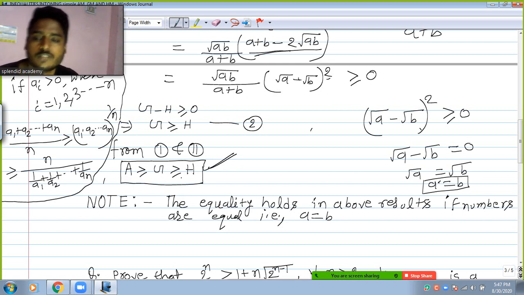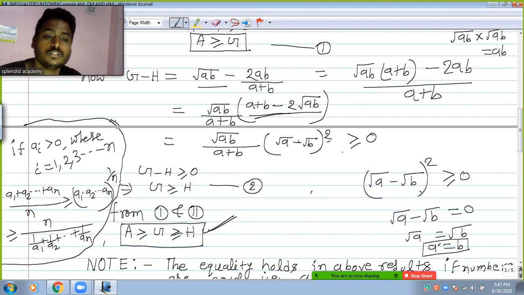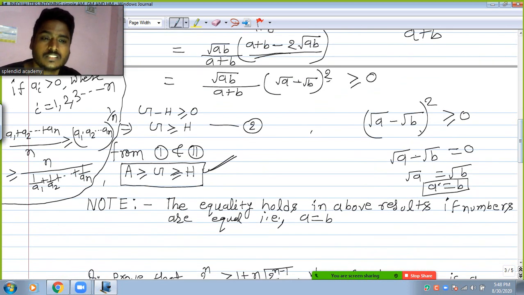This is important. Now what is the note? The equality holds in the above results if the numbers are equal, and equality is nothing but 0. This value will be 0 only if b equals a. That's why this will be cancelled out and it will be 0. Otherwise there is no case such that it will be 0. So of course b should be equal to a. It means the numbers should be equal. These are the things that I have done here.